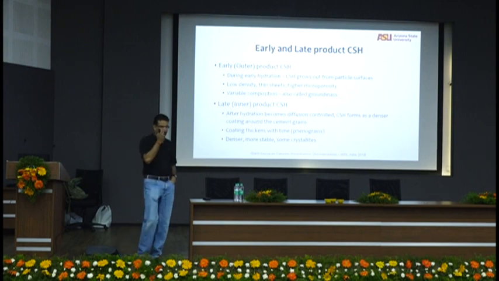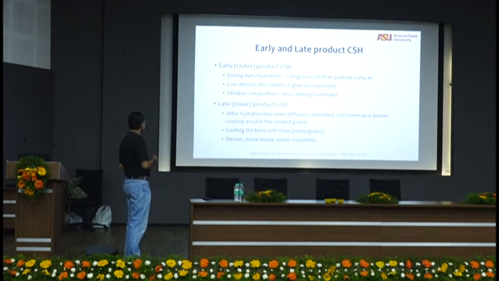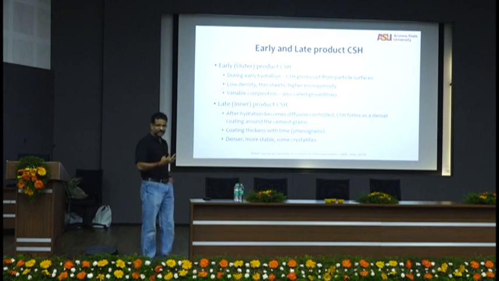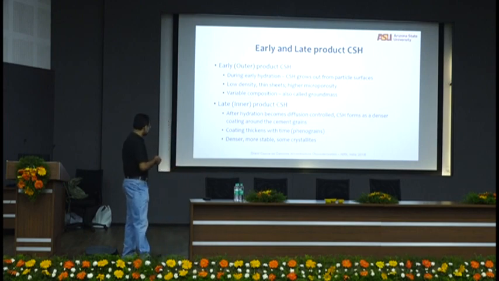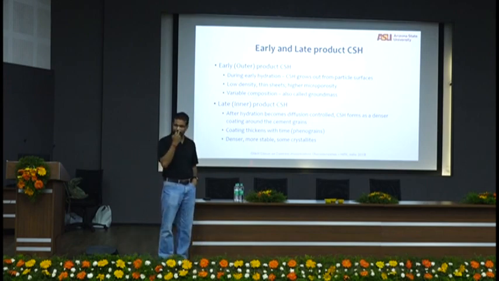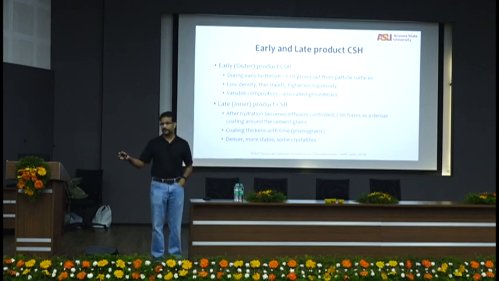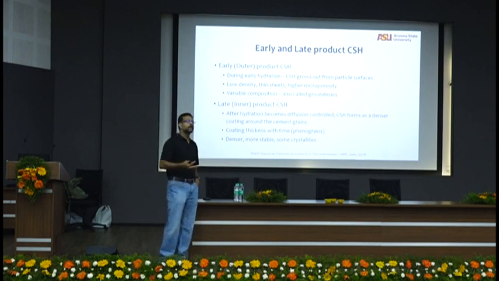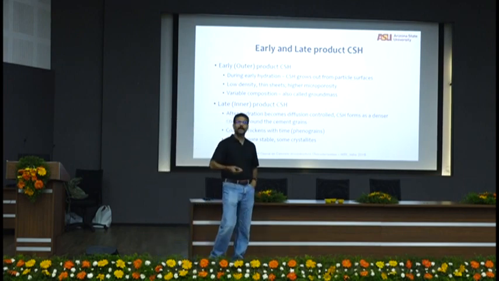Early and late product CSH, the inner and outer product, we talked about that. The early outer product CSH is the early product growing out from particle surfaces. It's a low density product, higher porosity, variable composition, also called groundmass, but nobody calls it that now. Late product CSH: after hydration becomes diffusion controlled, CSH forms as a denser mass around cement grains. The coating thickens with time, denser and more stable. So inner product is denser, outer product is less dense, but outer product forms first. Only after outer product forms do you have the diffusion controlled reaction and then inner product.